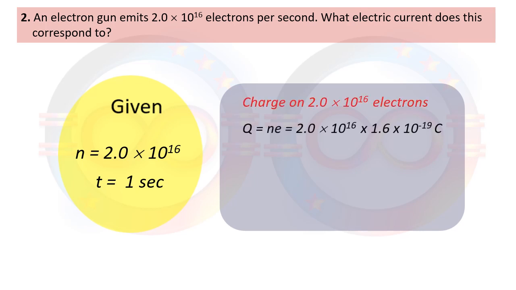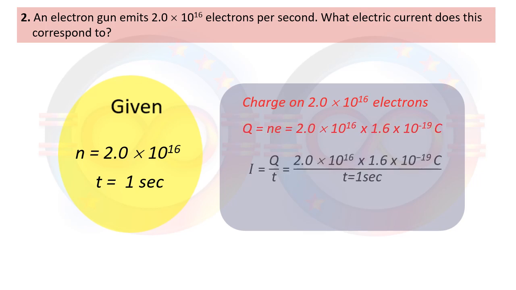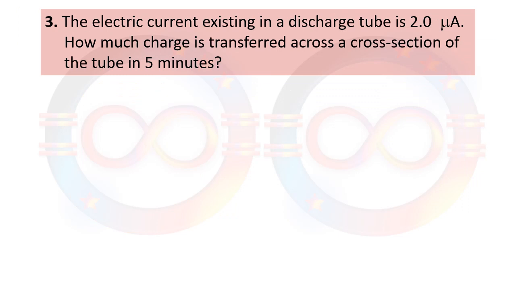So how much is the total charge on these many electrons, that is 2 into 10 raised to 16, we need to multiply, and once we get the amount of total charge, we can divide by 1 second, because already in the question it is given per second. So on calculation, the value of current which appears here is 3.2 into 10 raised to minus 3 ampere, or 3.2 milliampere.